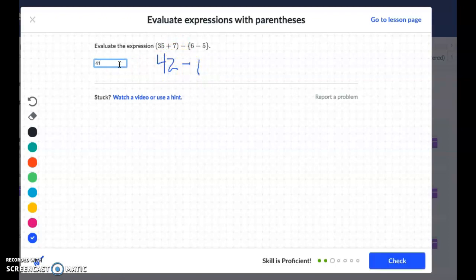Also, don't get thrown off by the wording, evaluate the expression. They're just saying to solve the problem.